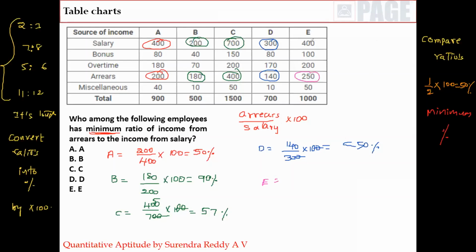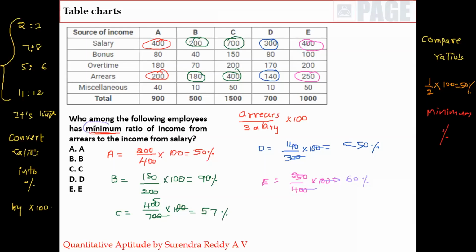So for E, 250 out of 400, right? So 250 out of 400 into 100. If D and E are making closest answers, then we'll calculate exact value for D. Okay. So 2 zeros cancel. 4 6 are 24. It is above 60, right? Why I'm not specifying the calculation?